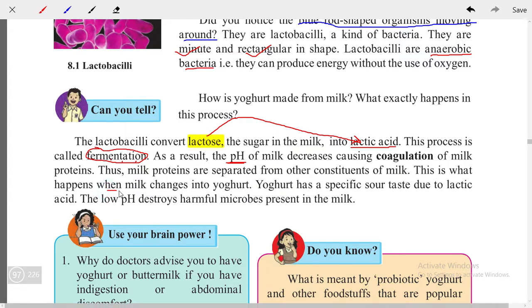How does milk change into yogurt? The lactic acid bacteria convert the lactose sugar into lactic acid, and this process is known as fermentation. Due to this, the pH of milk decreases, and it causes the coagulation of milk protein. This milk protein is separated from the other constituents of the milk, and yogurt is formed. In this way, milk is changed into yogurt.